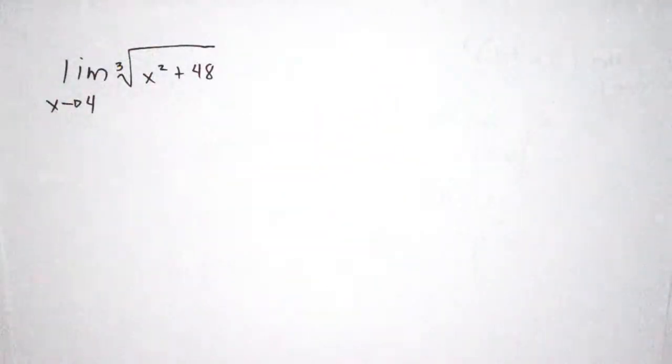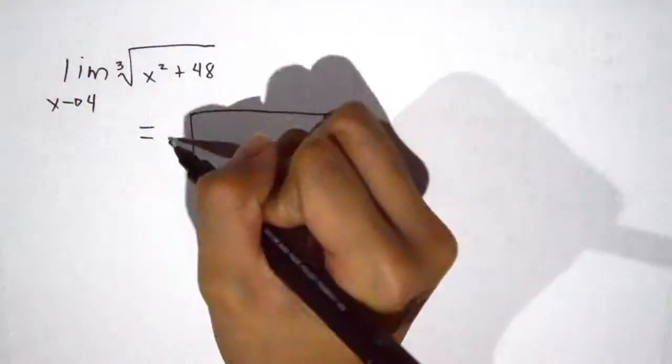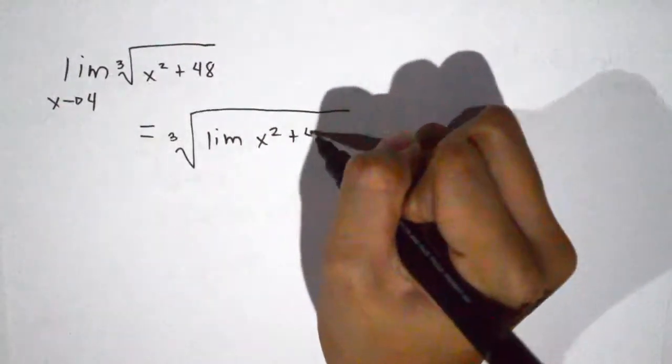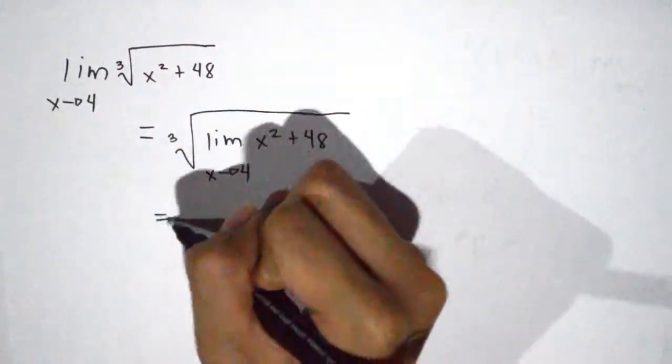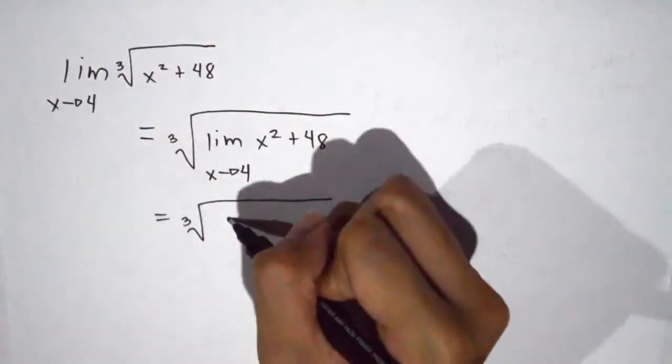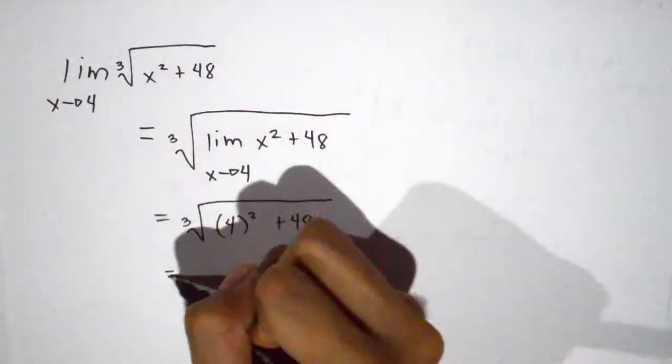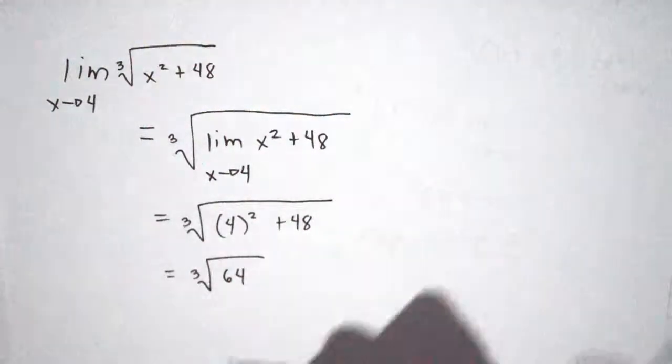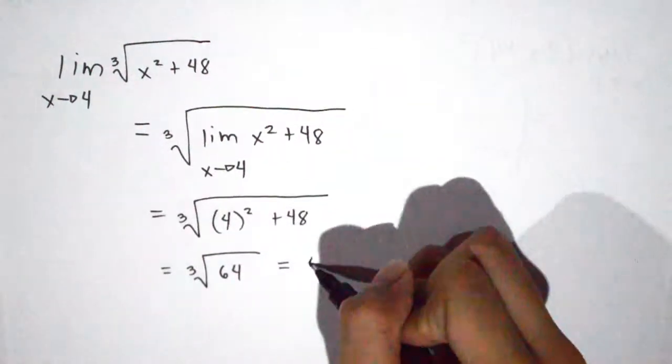Another example is the limit of the cube root of x squared plus 48 as x is approaching 4. x squared will become 4 squared, therefore the answer will be 16. Adding 16 and 48 will give us the cube root of 64, which is equal to 4.